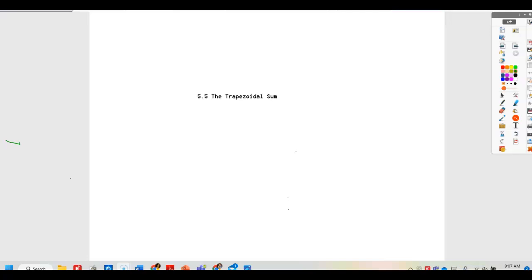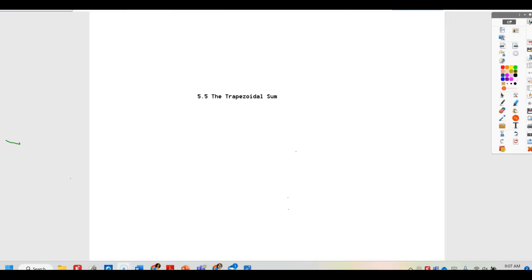So we are using what we call the trapezoid method. Riemann sums use rectangles, so think Riemann rectangle. Trapezoidal sum is going to use a trapezoid. So we need to know or understand our trapezoid formula.